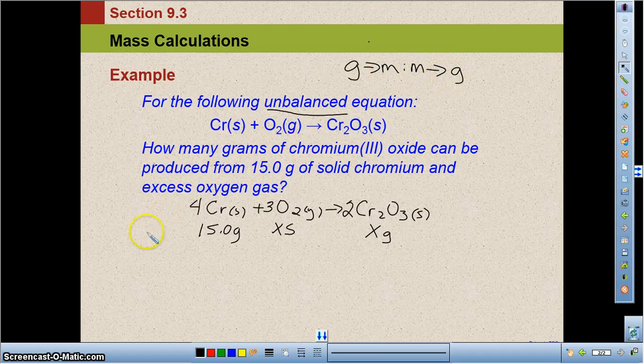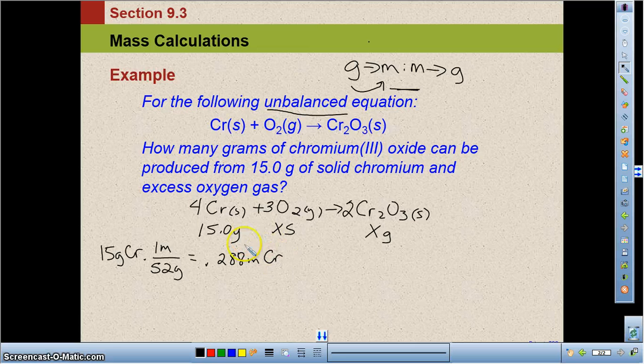So let's start with taking 15 grams of chromium, and the molar mass of chromium is 52 grams per mole. So we're going to put 1 mole on top and 52 grams on the bottom. We do the calculation, we take 15 times 1 divided by 52, and we get 0.288 moles of chromium. So we've gone from grams to moles. Our next step then is to do a mole to mole ratio.